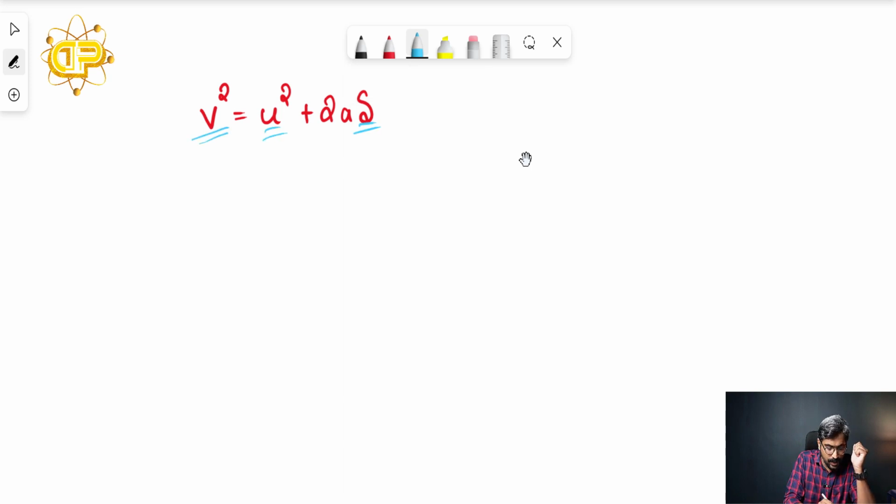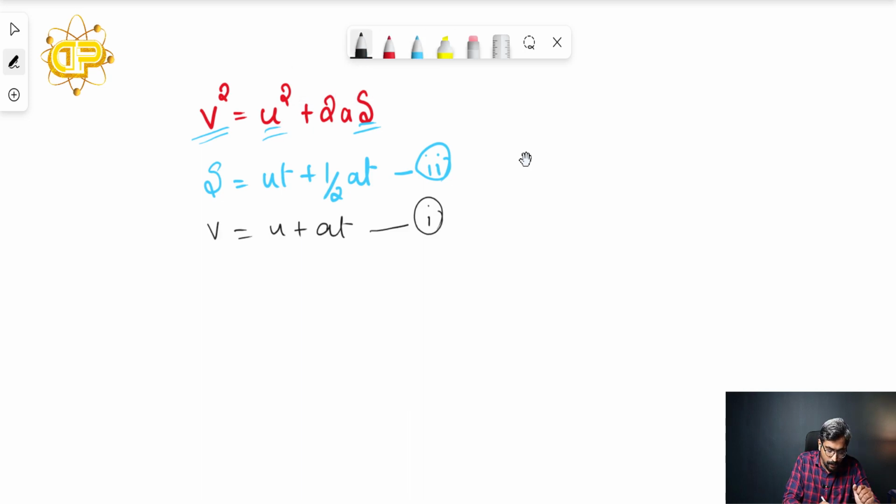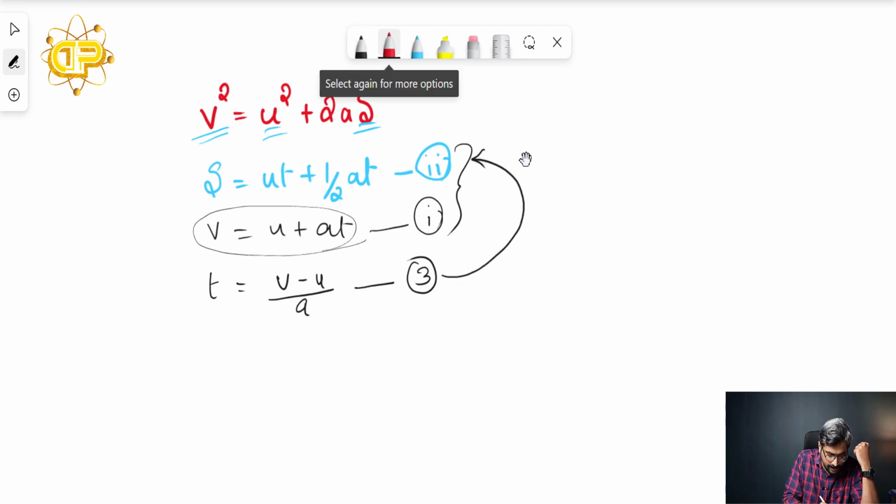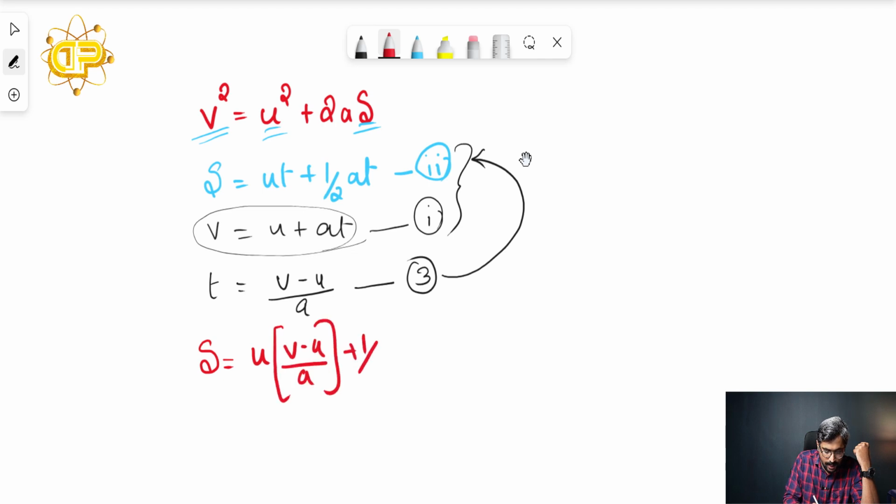Now from the second equation we know that s is equal to ut plus half at square, and from the first equation of motion, v is equal to u plus at. From the first equation of motion, t is equal to what? t is equal to (v minus u) by a, right? So I'm giving you another equation, that is 3. I am substituting this third equation into the second one. Then what will I get? I will get s is equal to u times t, t is (v minus u) by a, plus half a, sorry, here it is t square. So a times ((v minus u) by a) whole square. Got it?